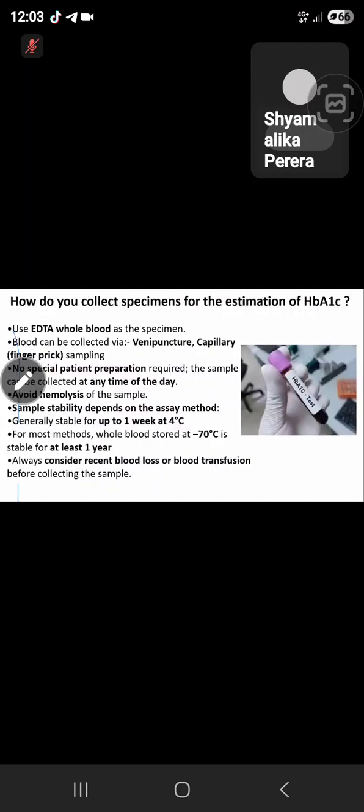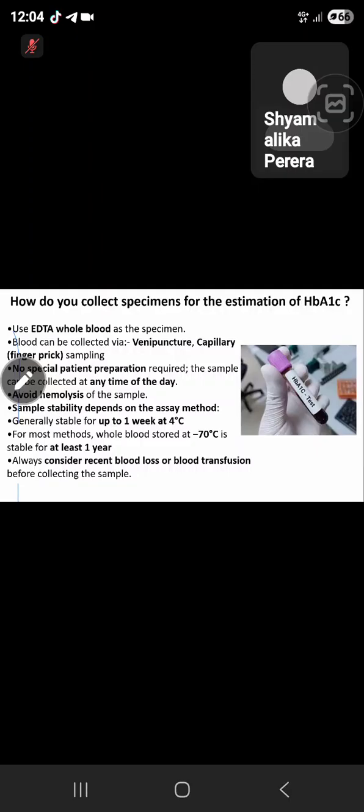Then the type of specimen: EDTA whole blood is the specimen. You can use either venipuncture or capillary samples for the HbA1c assay. There is no special patient preparation. You can take the blood at any time of the day, but the important thing is you have to avoid hemolysis. If you damage your red cells while drawing the blood, it will affect your test results. And sample stability depends on the assay method.